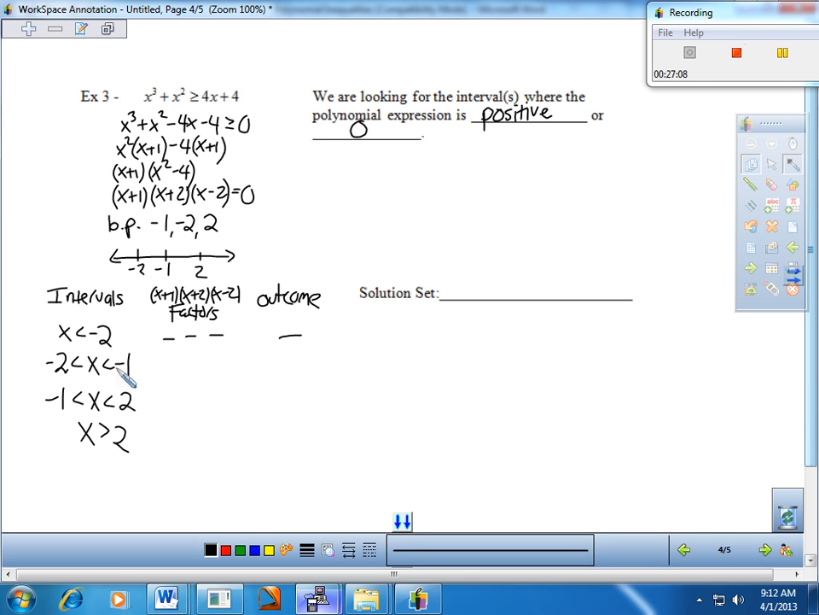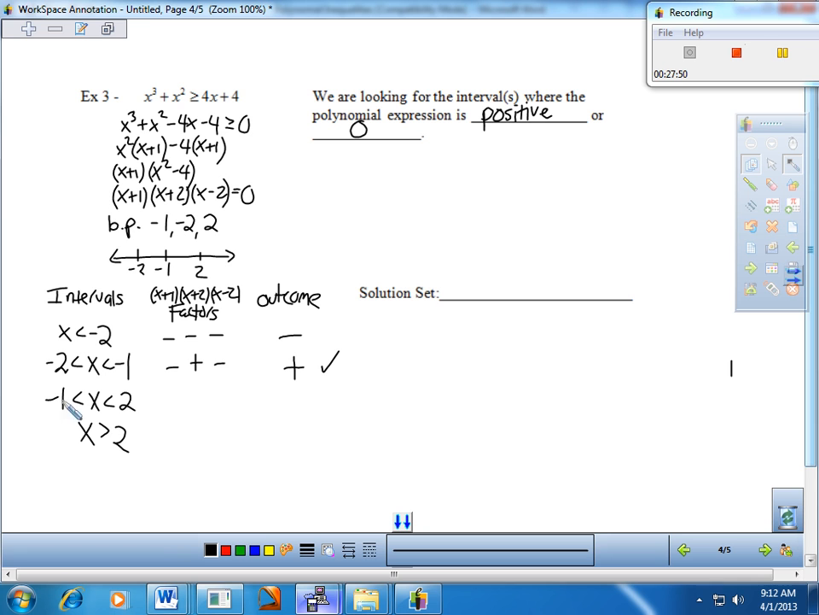Hey, let's go from -2 to -1. I'll pick -1.5. So if I put -1.5 right in here, -1.5 plus 1, negative. -1.5 plus 2, actually that's positive. And -1.5 minus 2, well guys, that's negative. And what happens if I multiply those 3 values together, whatever they would be, as long as I have my sign chart correct, it would always produce a positive value. And that's what I want. So let's put a check mark by it.